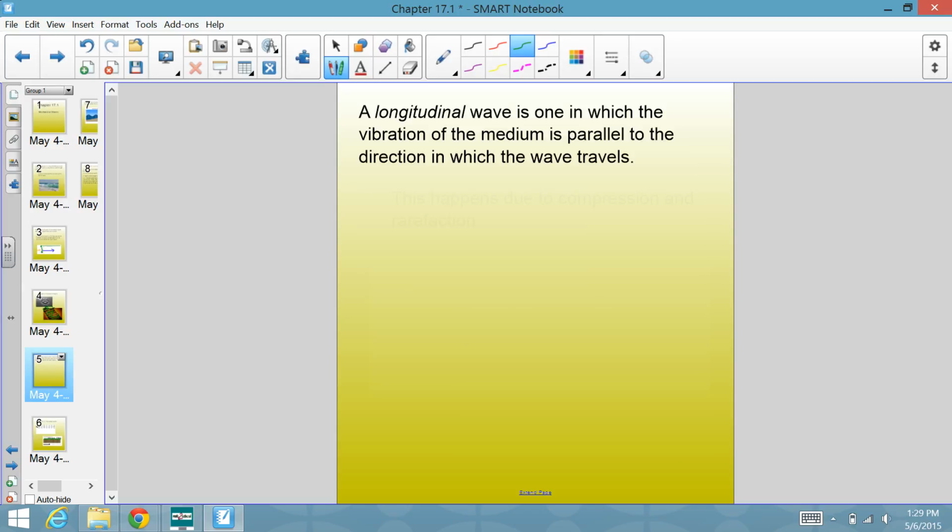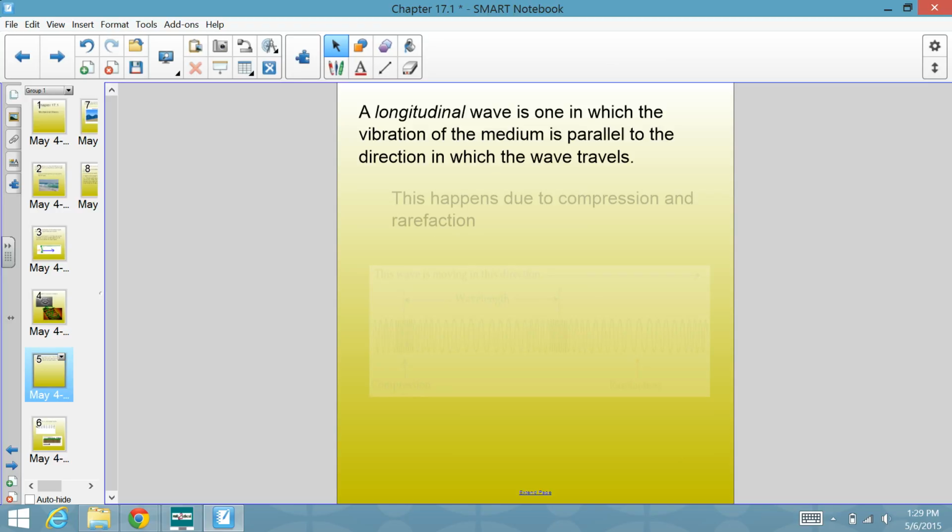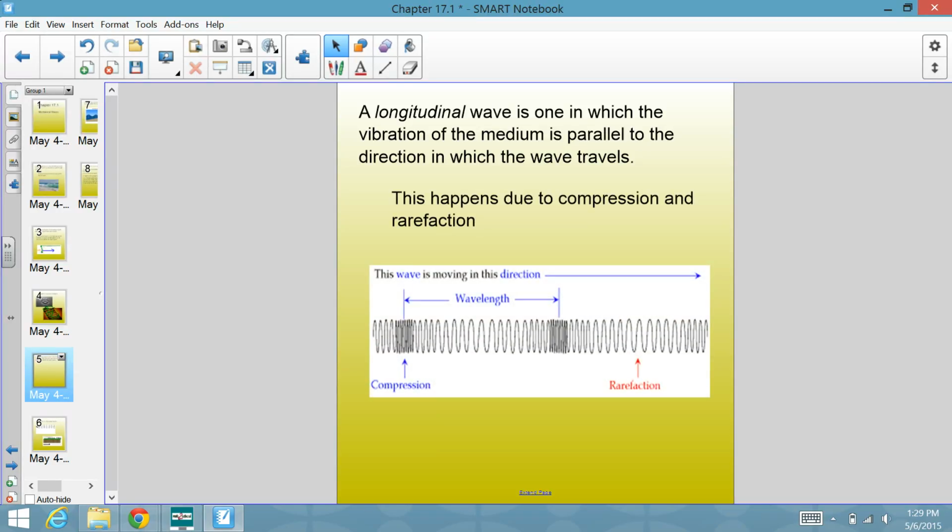Another kind of mechanical wave is a longitudinal wave. And these are kind of weird to think of because they're hard to visualize. But a longitudinal wave is one in which the vibration of the medium is parallel to the direction in which the wave travels. So this is a picture of a longitudinal wave. And this is like if we took a slinky and stretched it out across the floor, and then one person bunched a little bit up so that it was stretched out and then let go. What would happen is at parts of the slinky, the coils would be really tight together, and this is what we call compression. And at other parts, the coils would be really far apart, and that's what we call rarefaction.